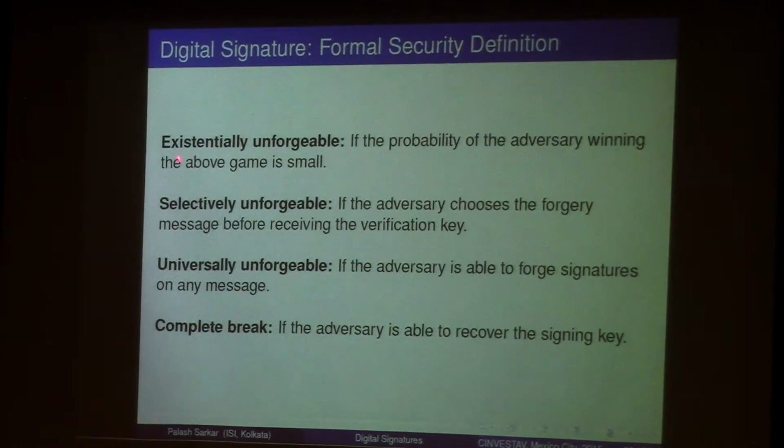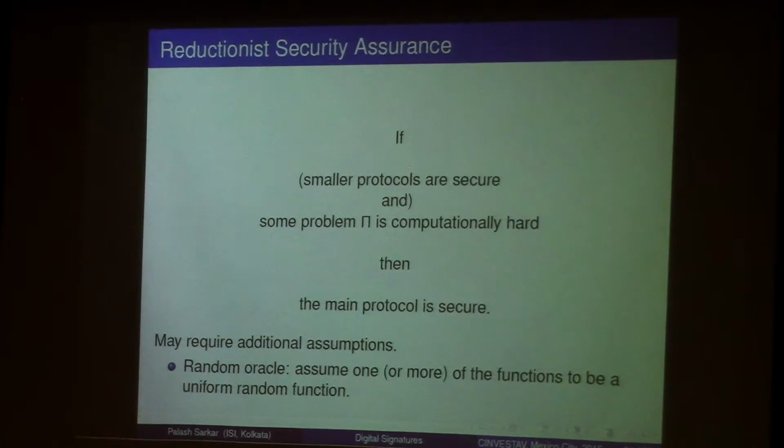And if you can show that a signature scheme is existentially unforgeable under chosen message attack, then you consider it to be secure. So that's the primary goal of showing a digital signature scheme to be secure. Then how do you actually show that a scheme is secure? Well, the argument is essentially a reductionist security assurance. So the argument goes like this. If some problem pi is computationally hard, then the main protocol is secure. You have to prove such a statement.